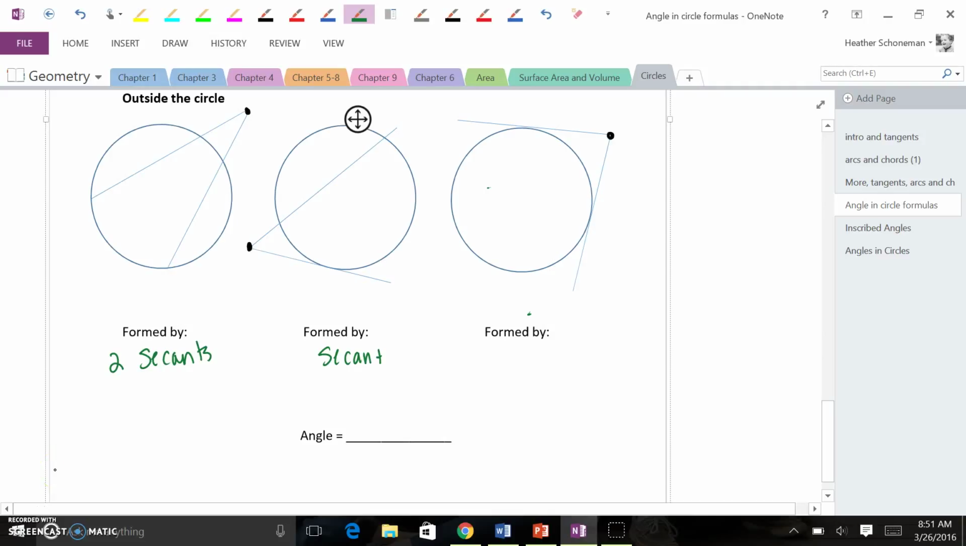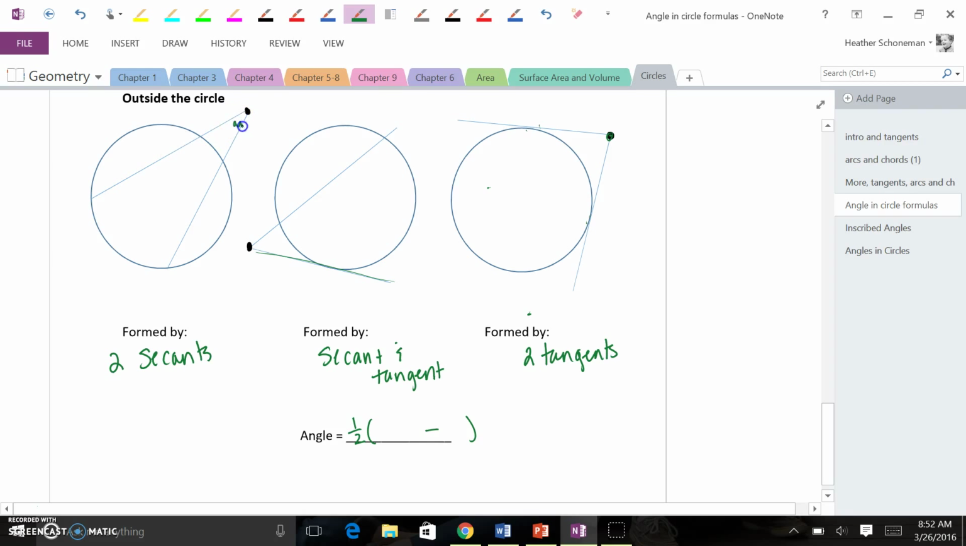This middle example is formed by a secant, this top line, and a tangent, this bottom line. So the vertex is still outside of the circle. Over here, this vertex is still outside of the circle. This time it's formed by two tangents. So it can look a variety of different ways, but since the vertex is outside the circle, the angle is going to equal 1/2.